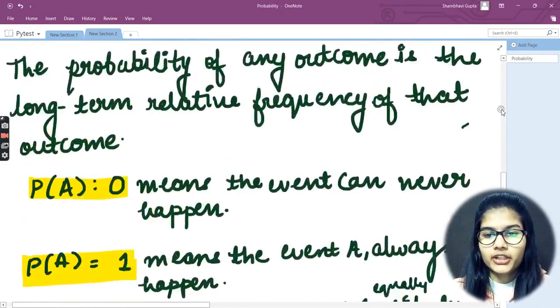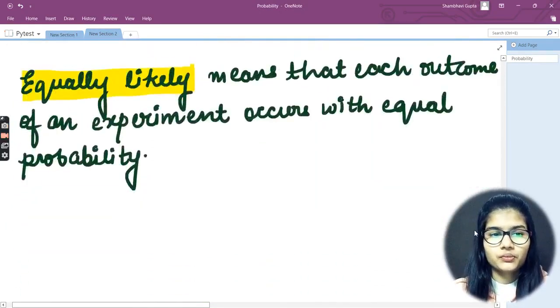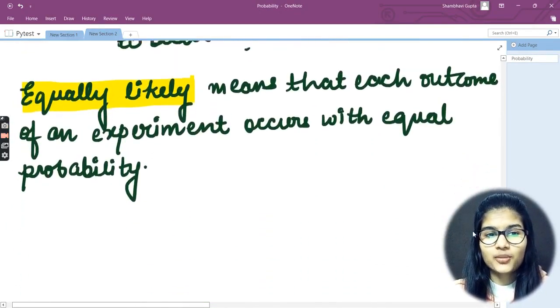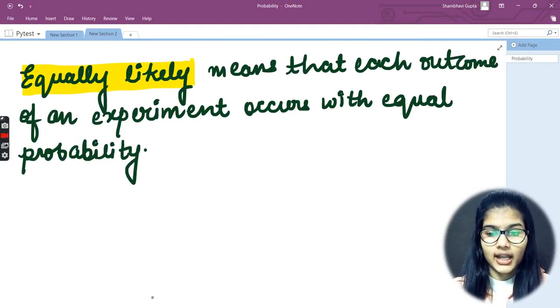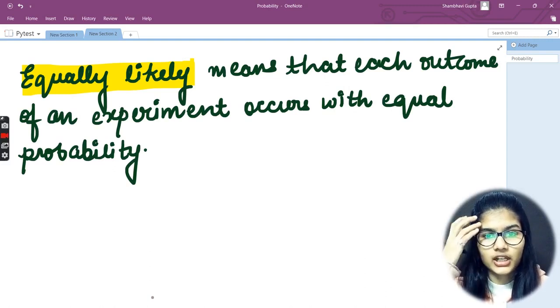If you watched my previous video, the last topic we discussed was equally likely. What is this equally likely actually? I'll be taking up today's video from this topic. Equally likely means that each outcome of an experiment occurs with an equal probability. This is what equally likely actually means.